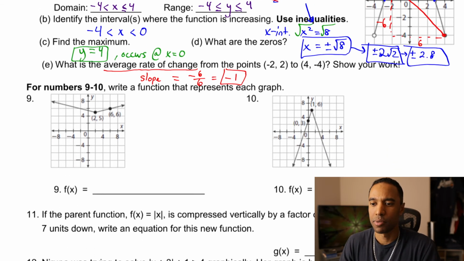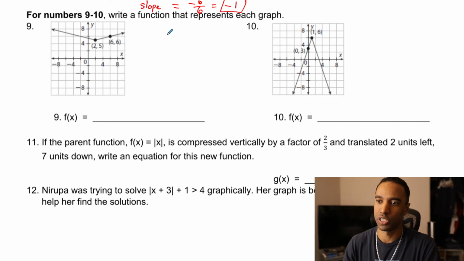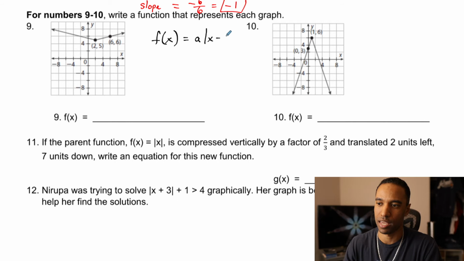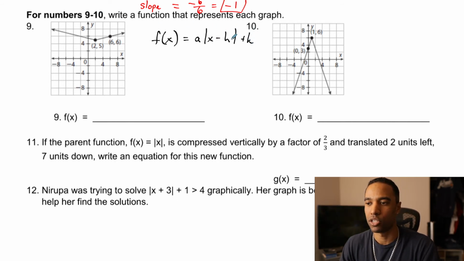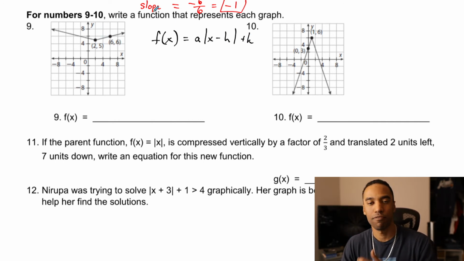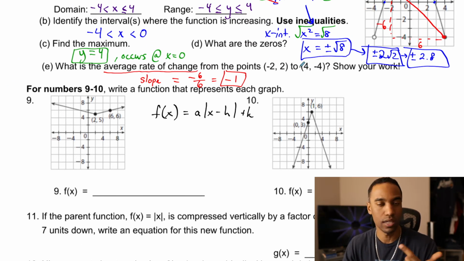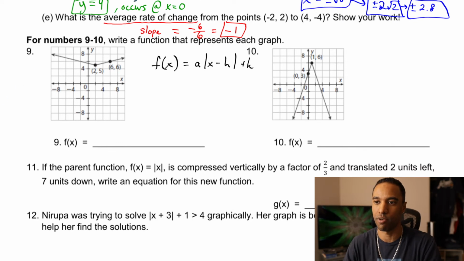Okay. Numbers 9 and 10, write a function that represents each graph. These are absolute value functions. It might help for me to write this one more time here: a times the absolute value of x minus h, plus k. Basically what we have to do is determine what the h and k are, the vertex, and plot those in. All right, I see my h is 2, my k is 5. Then figure out your slope, rise over run. We can use the graphs for that. This is going to be pretty straightforward here.